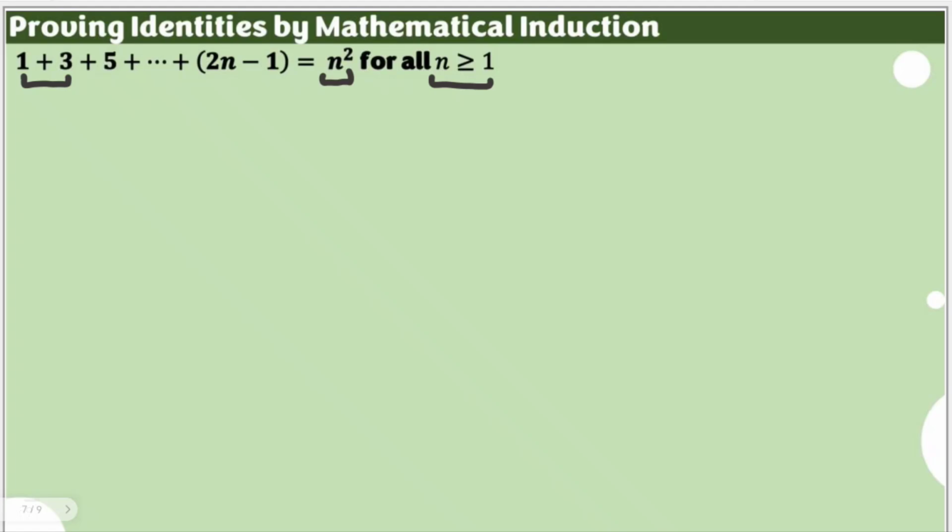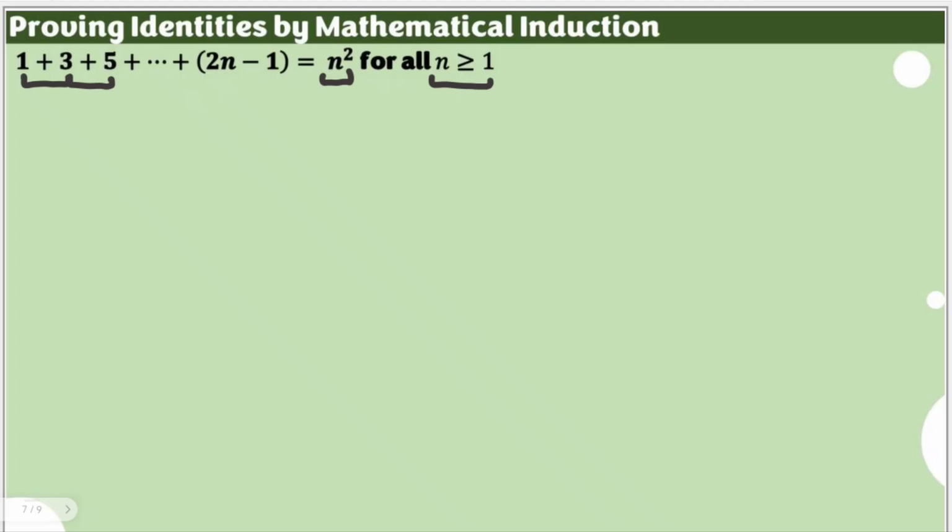1 plus 3 is 4, so it's a perfect square of 2. We have 3 different terms: 1 plus 3 plus 5 is 9, so 3 squared is also 9, and so on and so forth. This identity talks about the sum of consecutive odd numbers starting from 1 being a perfect square.